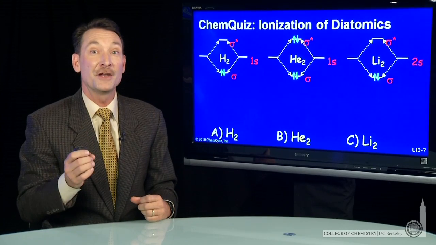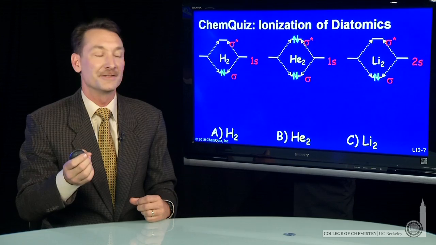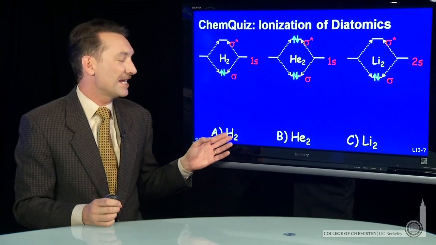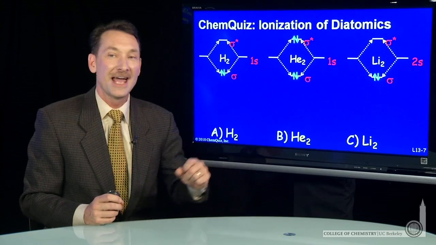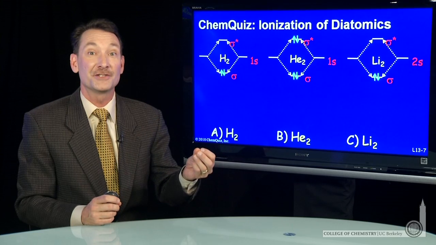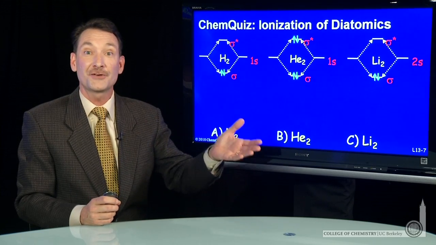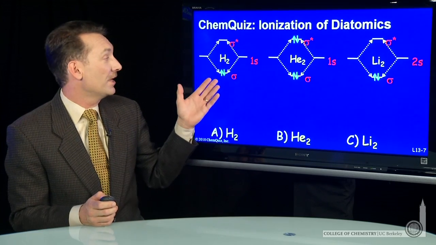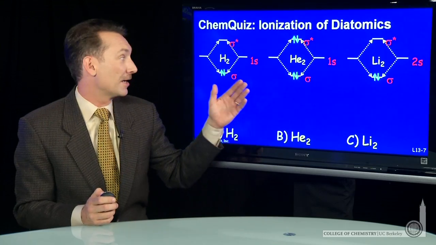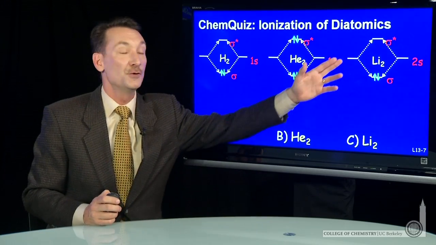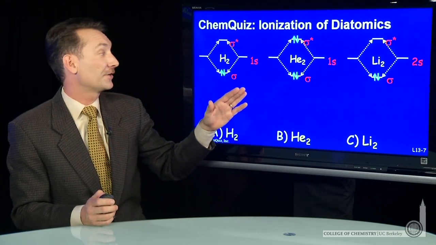We're talking about the bond order of several ions. So I'm going to ionize H2, He2, and Li2 and see what the bond strength is. We'll correlate the bond strength with the bond order. So here are the molecular orbital diagrams for H2, He2, and Li2 with the appropriate electrons.